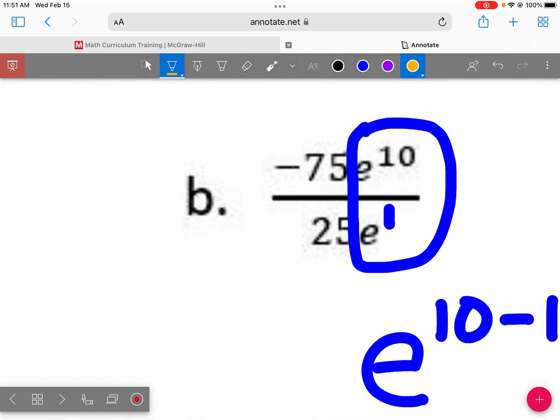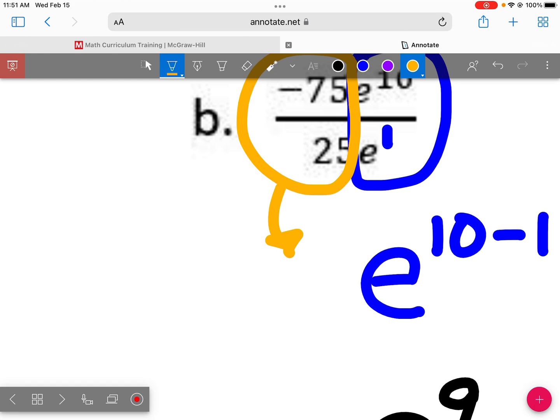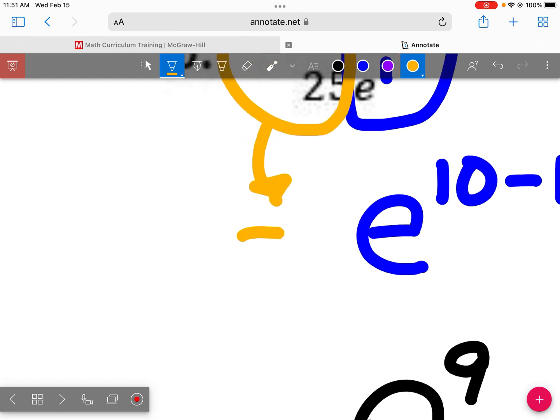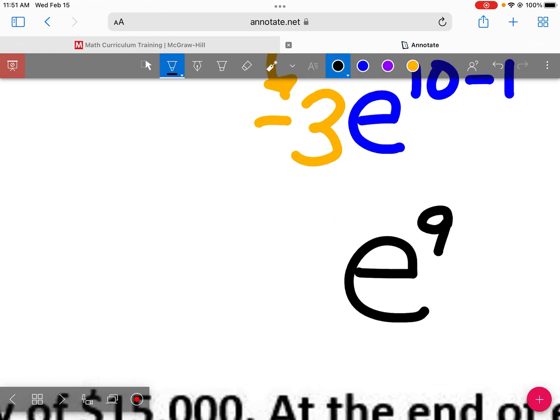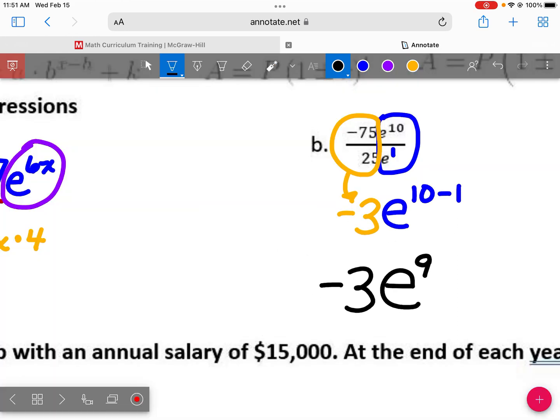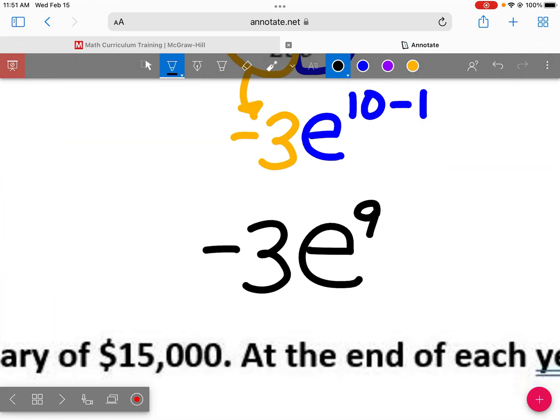What do I do with the negative 75 and the 25 out in front? Those we're going to divide. What do you get when you divide those two? Negative, how much? Negative 3. What am I dividing? Oh, that's a 25. I thought it was 2. Yeah, sorry, it got cut off by my little pen there.